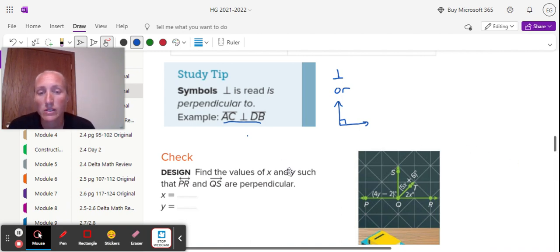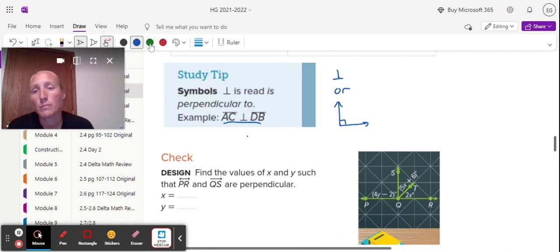So here's an example that we can look at here. Find the value of x and y such that PR and QS are perpendicular. The way that they're going to ask things is sometimes they're going to say, these are perpendicular, solve. And sometimes they're going to say, find a value so that they would be perpendicular. It's really asking you to do the exact same thing.